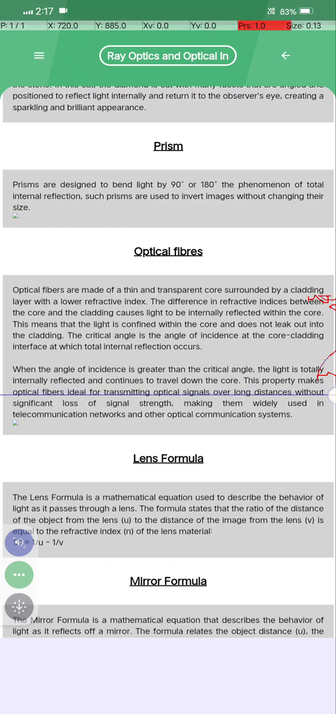This property makes optical fiber ideal for transmitting optical signals over a long distance without significant loss of signal strength, making them widely used in telecommunication networks and other optical communication systems.